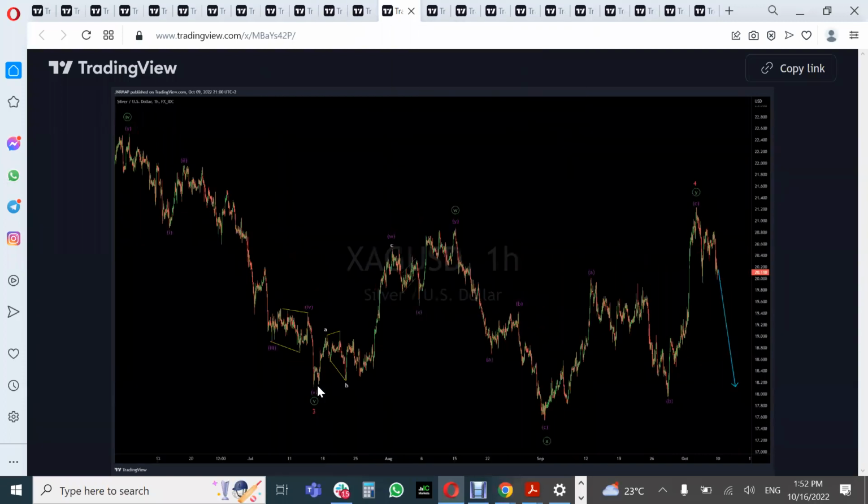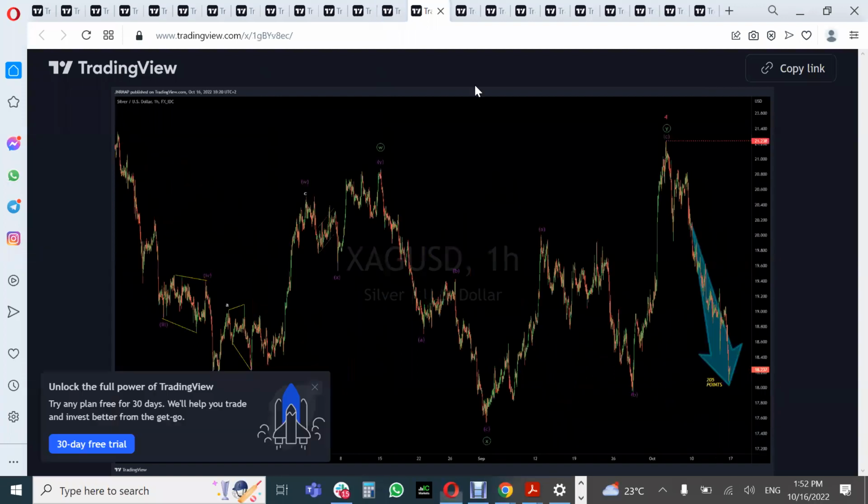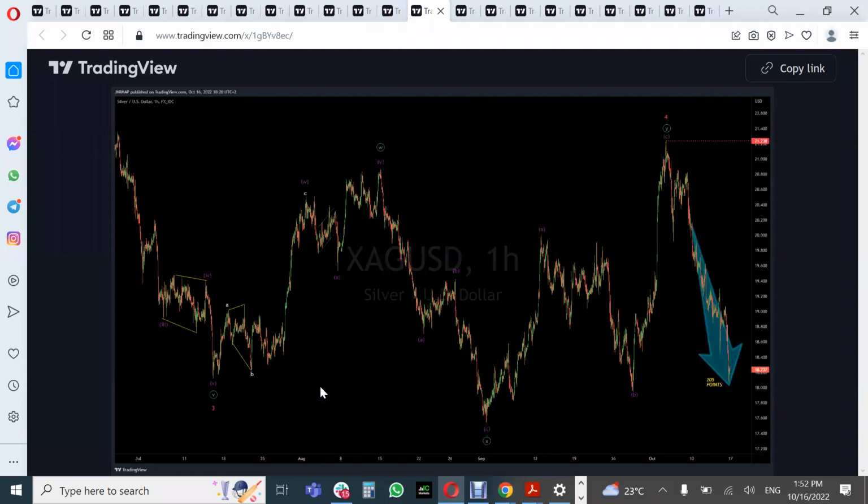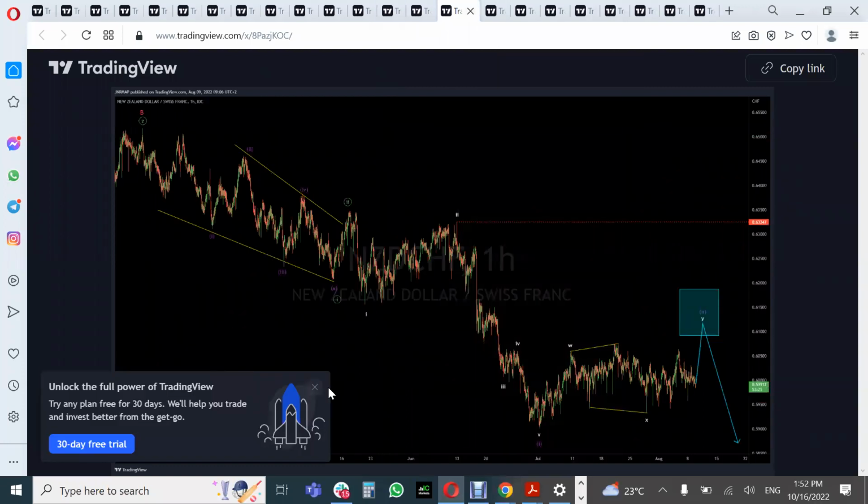All right, so another one here was silver, classic case of a three-wave move here, zigzag move here, ABC. We're looking at this to be a wave 4. We're looking for that to continue to the downside. Why would you buy silver if gold is going down? Look at that, easy move to the downside. 205 points to the downside on silver because we understood the sequence, we understood correlation.